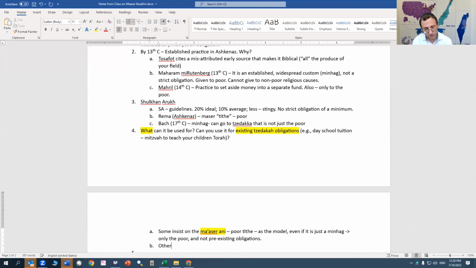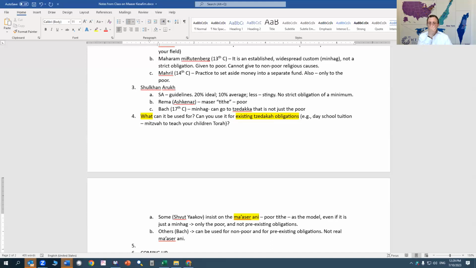As opposed to others, who did we just read? I think it was Yaakov. Used for non-poor and for pre-existing obligations, not via Maaser. So there is a whole question about whether we want to insist on a Maaser Ani model, which would have very limiting implications. That is the question.